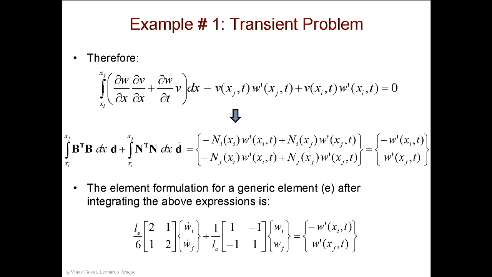Okay. And now on the right hand side, for the weight function, I'm selecting each of the shape functions. And when I evaluate that, you'll find that the Kronecker delta property simplifies this to minus W prime at xi comma t and W prime at xj comma t. So the slope potentially is a function of time at two ends, and that is your forcing function on the right hand side.